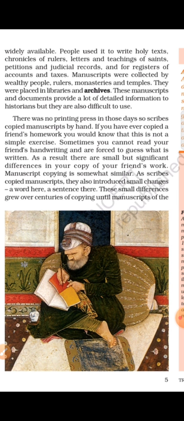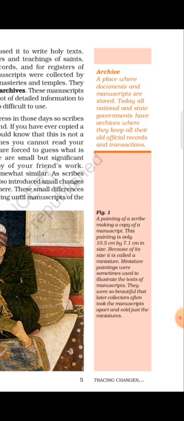Manuscript copying is somewhat similar. They did not understand what they had written at that time, and so there are a little bit of differences, a word here, a sentence there. As the scribes copied manuscripts, they also introduced small changes. These small differences grew over the centuries of copying until the manuscripts of some texts became substantially different from one another. This type of difference creates a little bit of a problem.